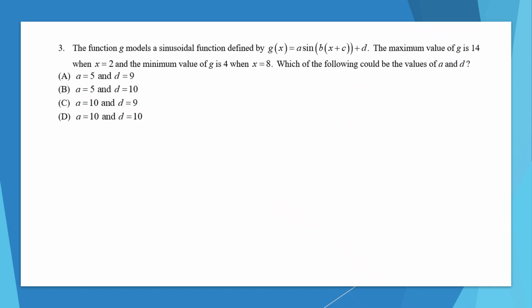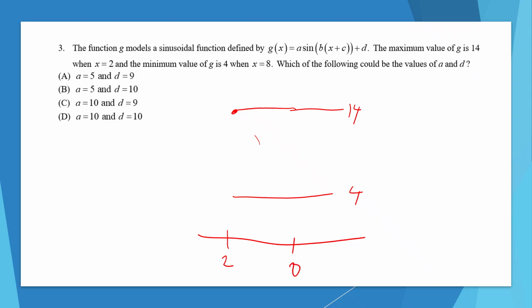Number 3, we have a sinusoidal function, A sine of (Bx plus C) plus D. We know the maximum value is 14 when x equals 2, and the minimum value is 4 when x equals 8. So if we plug this in here, we get the points (2, 14) and (8, 4), which is what we see here. Which of the following could be the values of A and D? So we know our midline is going to be halfway in between our max and our min.